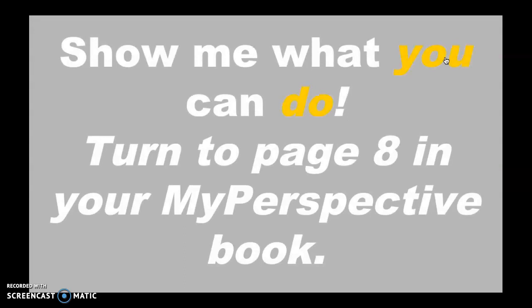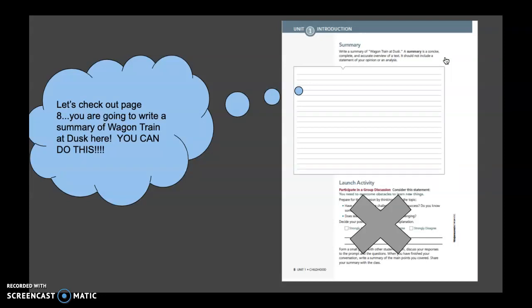So I want you to show me what you can do. You need to get your My Perspectives book and you need to turn to page 8. Now let's take a look at this. On page 8, you're going to write a summary of Wagon Train at Dusk. And at the top of the page, it says, write a summary of Wagon Train at Dusk.